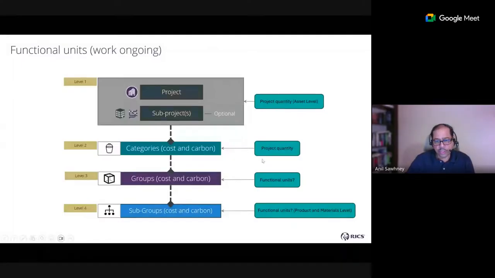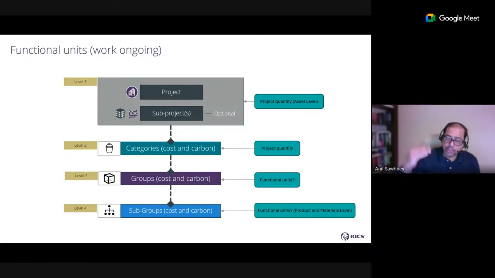So more work is needed. The ICMS standard setting committee is right now working on figuring out what these additional functional units can be. If you can go down up to the group level, we can come up with a uniform functional unit, let's say at the substructure level, the structure, the services. So you can start reporting your cost and carbon across that functional unit.